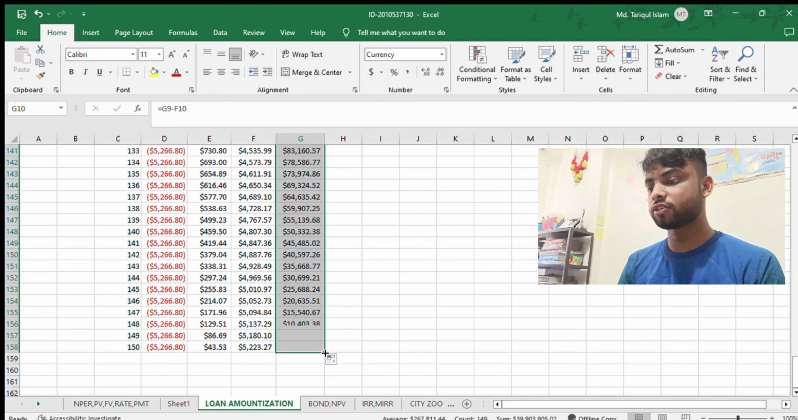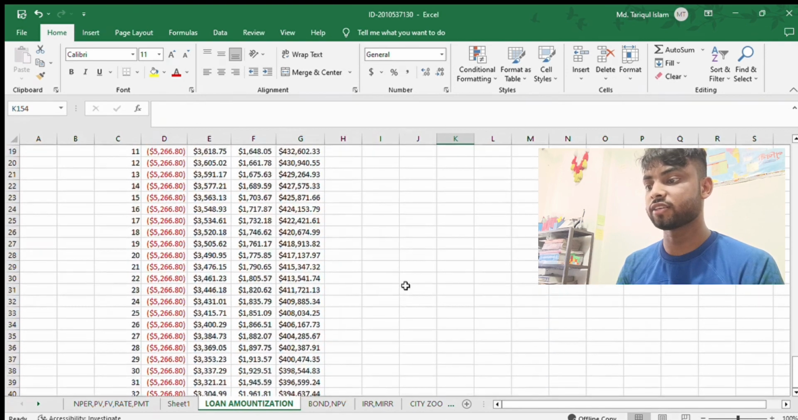Okay, at last it will be 0. So this is the simplest process to calculate loan amortization in an Excel sheet. Thank you everyone.